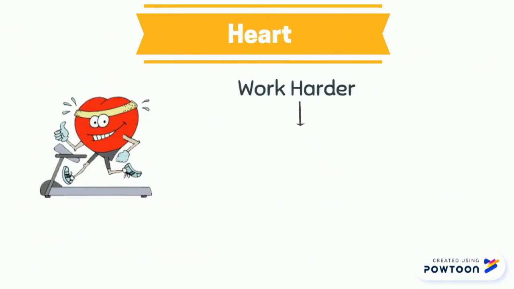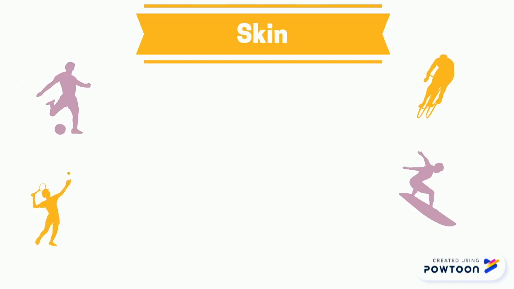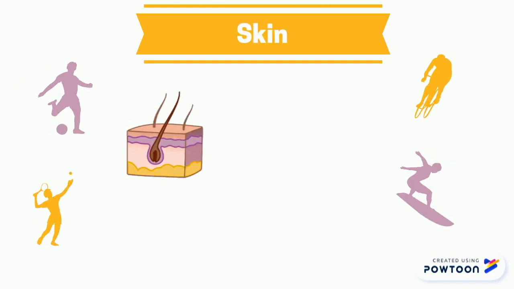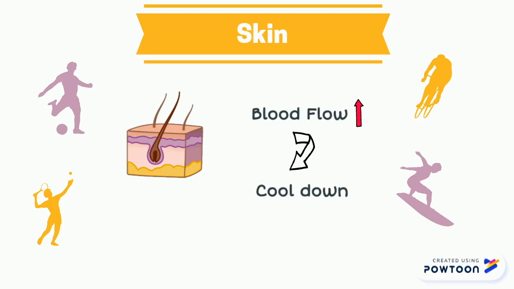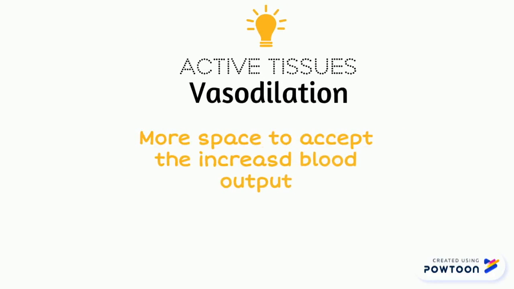As stated before, the heart works harder to pump out blood during exercise, so it also needs more oxygen to support the activity of itself. This is why we have a strong feeling of the heartbeat. We also feel hot during exercise, because our body produces a lot of heat from active movements, so the blood will be sent to the skin for cooling down by evaporation. This is why we sweat. In the end, the dilation of these active tissues enlarges the space to accept the increased blood supplement.